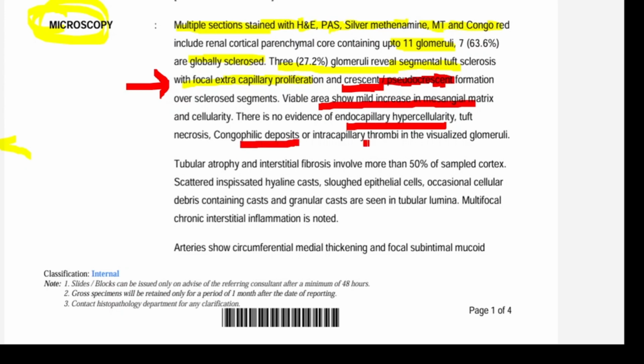So there is no evidence of endocapillary hypercellularity, necrosis, eosinophilic deposits, or intracapillary thrombi in the viable glomeruli. These are not seen. Necrosis is more dangerous than sclerosis because necrosis means the tissue is actively getting necrosed. Acute tubular necrosis, acute cortical necrosis. So what the pathologist wants to mention is that there is no area of necrosis out there.